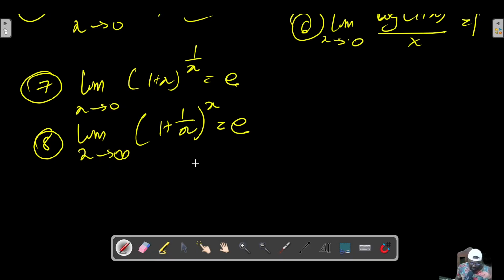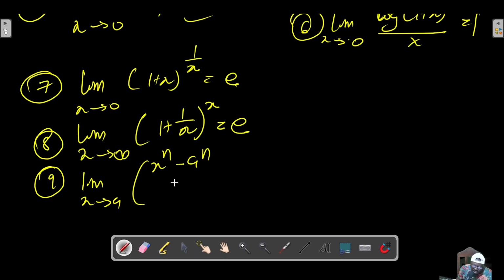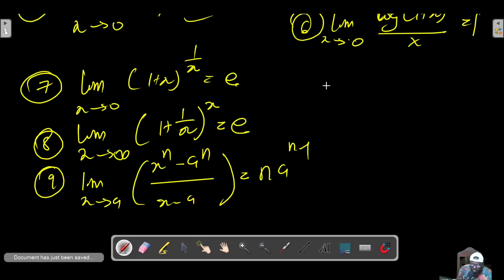So I think the limit rules are okay. Let me add some more, just in case, as I don't want to leave any student behind. The limit of x raised to the power n minus a raised to the power n, divided by x minus a, is equal to n times a raised to the power n minus 1. This can be proven from L'Hopital's rule, but we'll talk about L'Hopital's rule after we are a bit through with differentiation.